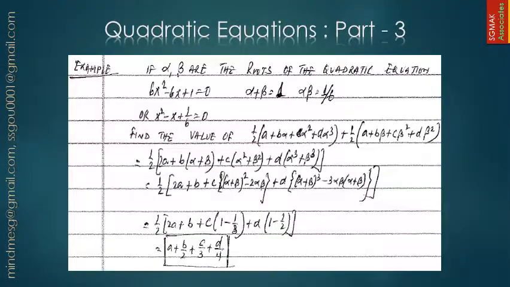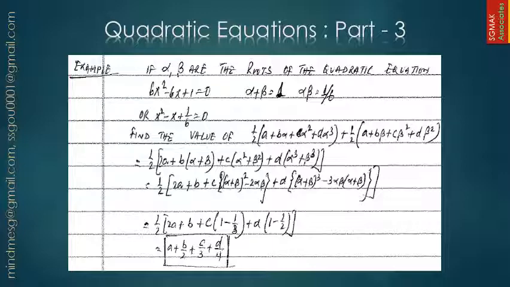Problem. If alpha, beta are the roots of the quadratic equation 6x squared minus 6x plus 1, then once you convert into standard form, x squared minus x plus 1/6 equals 0. Sum of the roots is 1 and product is 1 over 6.